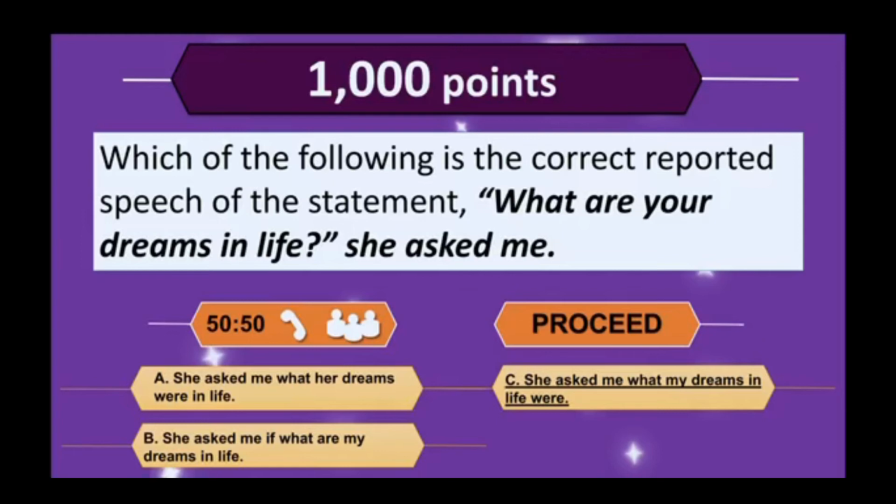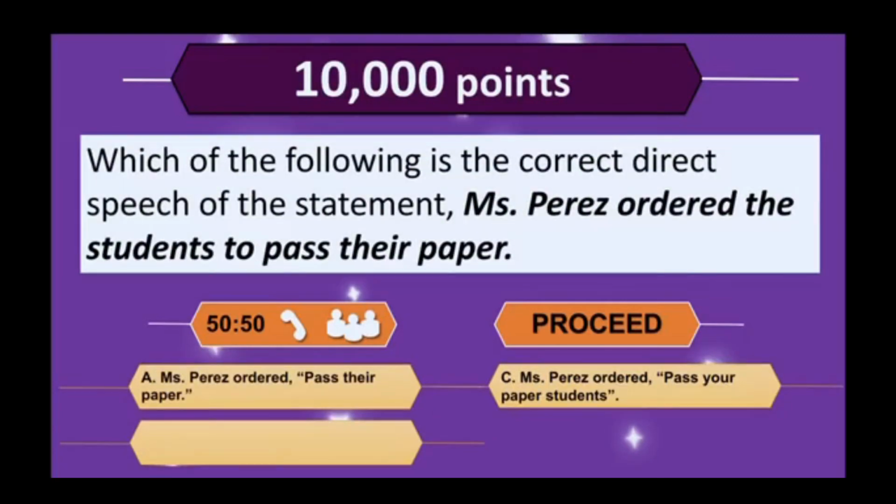Now let's proceed with the next question that is worth 10,000 points. Which of the following is the correct direct speech of the statement, Miss Perez ordered the students to pass their paper? A. Miss Perez ordered, pass their paper. B. Miss Perez ordered the students, pass your paper. Or letter C. Miss Perez ordered, pass your paper, students. Go! Time's up. The correct answer is letter B. Miss Perez ordered the students, pass your paper. Way to go! You got it again!